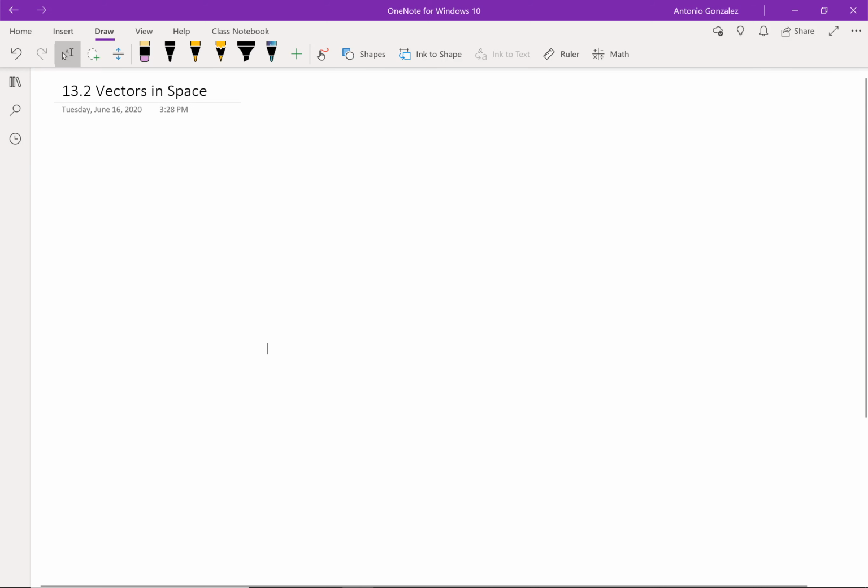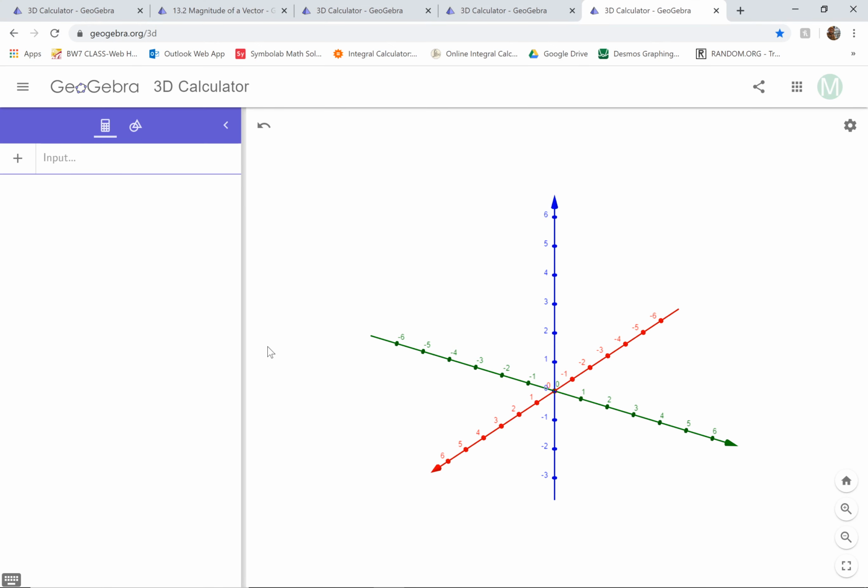Okay, so today we will get into section 13.2, vectors in space. The previous section dealt with vectors in a plane, which you can think of as the XY plane. But now we're going to take a look at vectors in XYZ space. No longer a plane. So think of something like this.